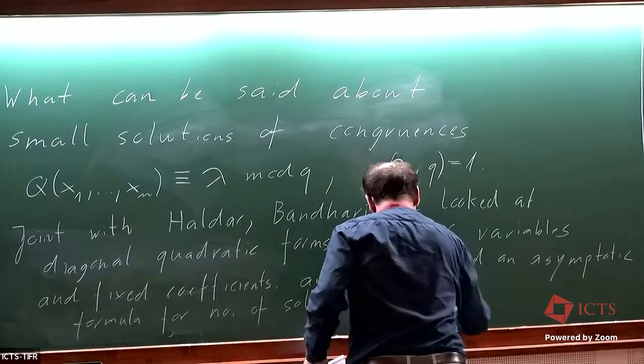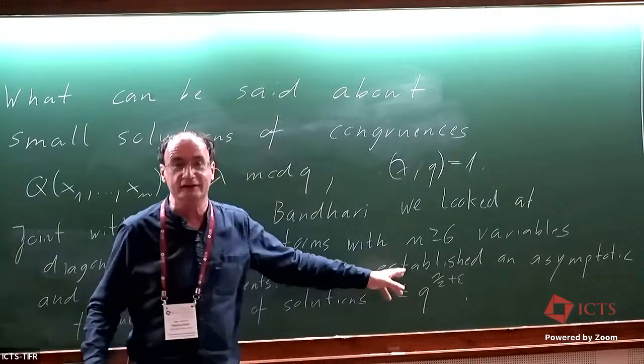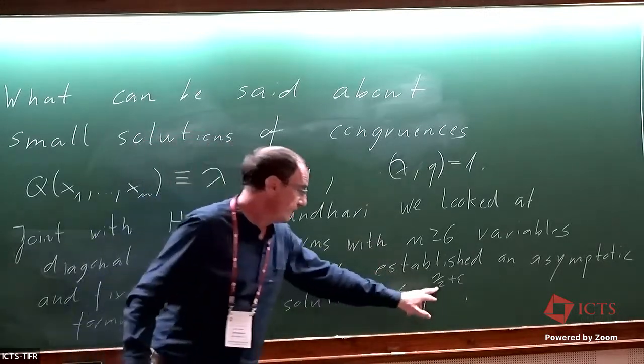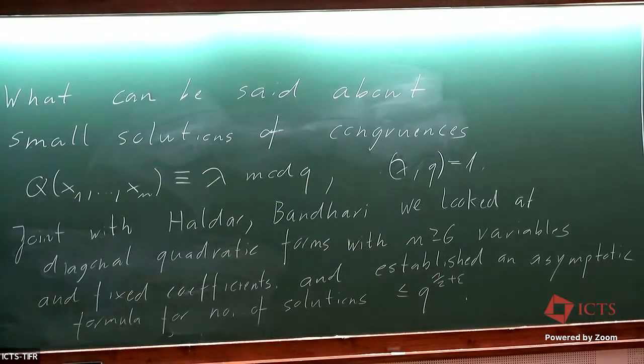Of height less or equal q to the 1/2 plus epsilon. That is precisely, that's always the goal, to reach the exponent 1/2. So we managed to do that when we have 6 variables.